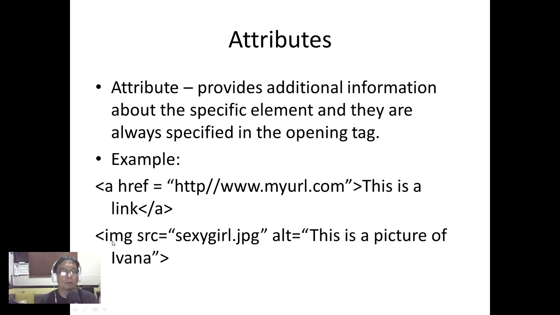Another example: img is a tag, but this one is an unpaired tag or an empty element. With img, I have now two attributes. We have src, which is the source, and the alternate text, alt. Again, this is an attribute. Alt is also an attribute. So we'll be having more of this as we go on.